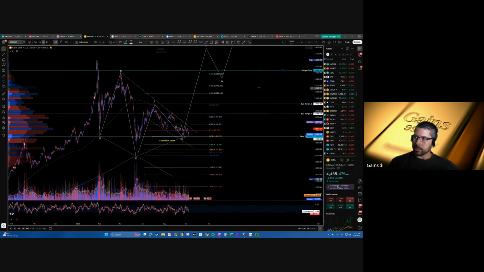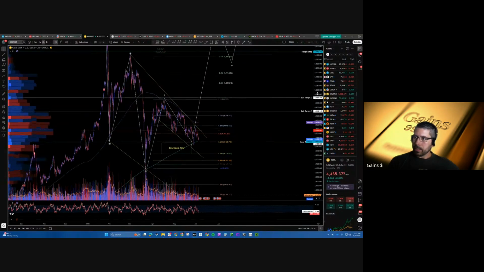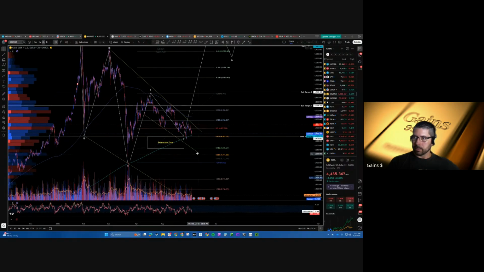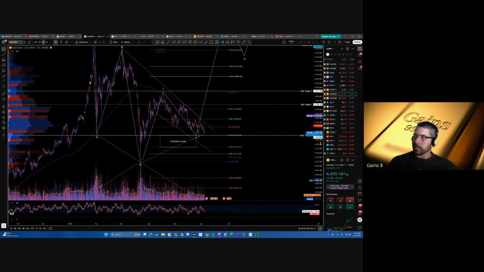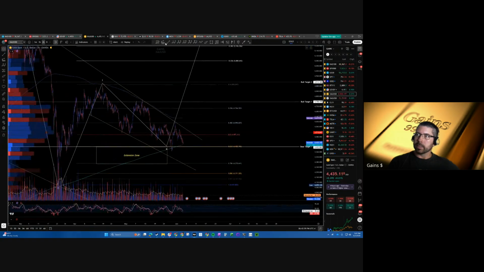So this chart here, I think it's definitely possible you could see a continuation lower. Sorry, without drawing too many lines and making everybody nauseous here, let me just take a look. One quick look.